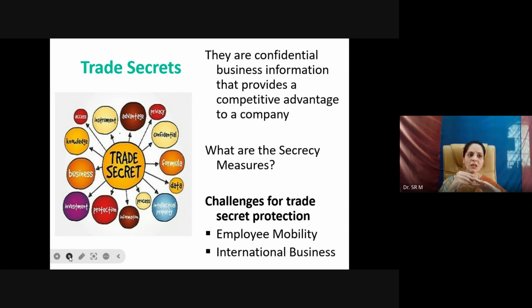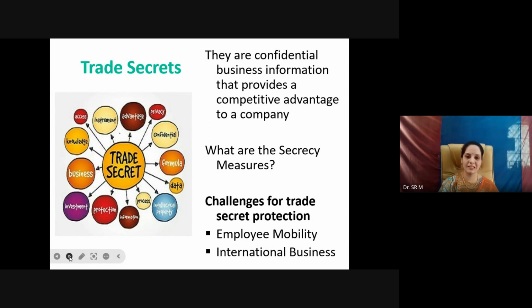Then we also have to train or educate our employees. What is the importance? Why do we have to maintain confidentiality? If they don't maintain any kind of secrecy, what will happen? Violation of confidentiality agreements can lead to legal action, including damages or injunctions. As stated before, India is a member of TRIPS, trade-related aspects of IPR, and India also follows international best practices for trade secret protection.